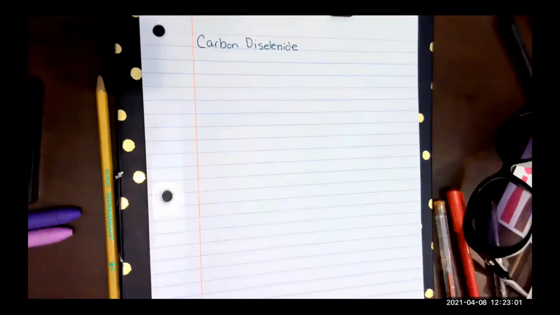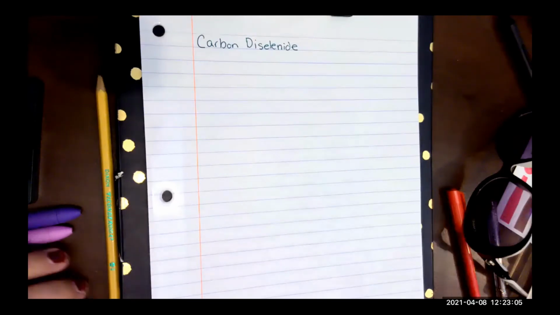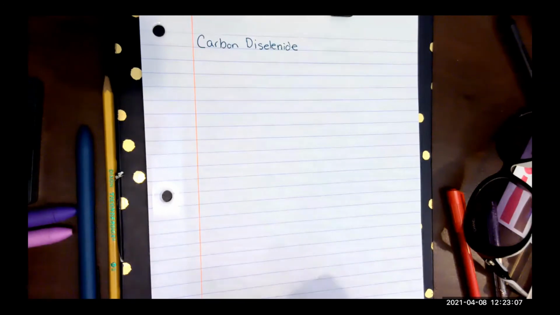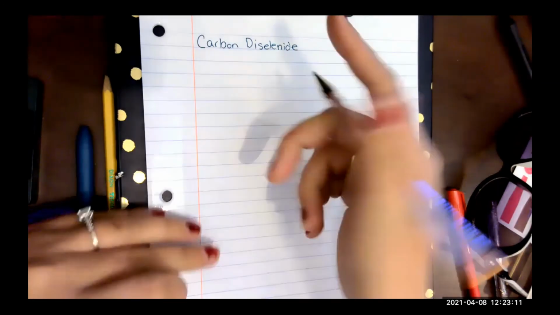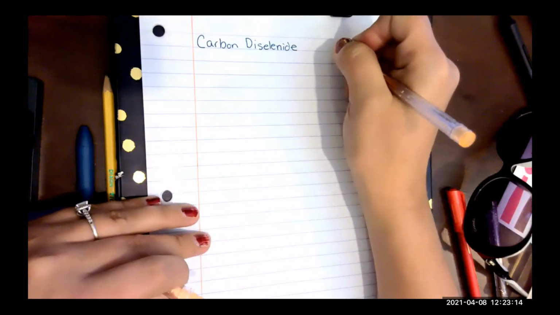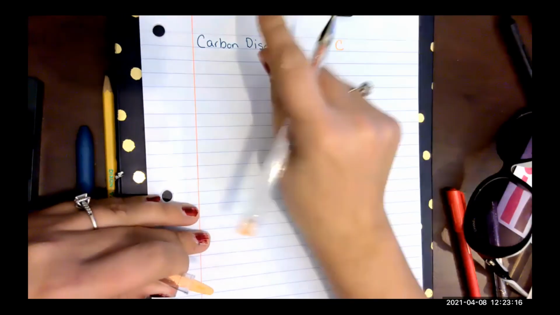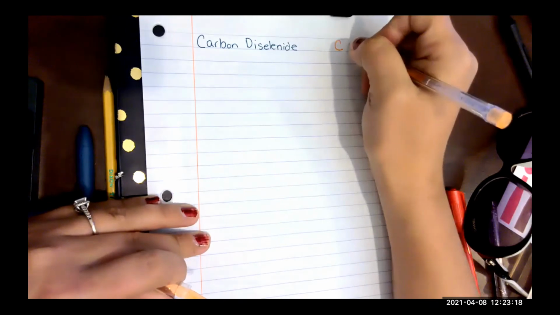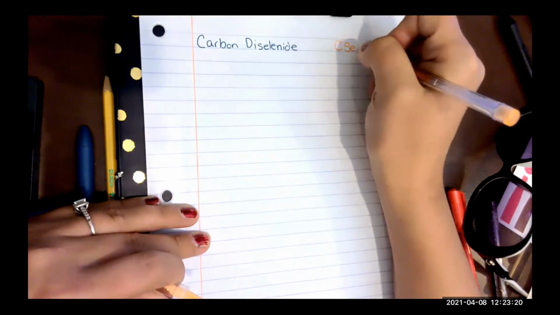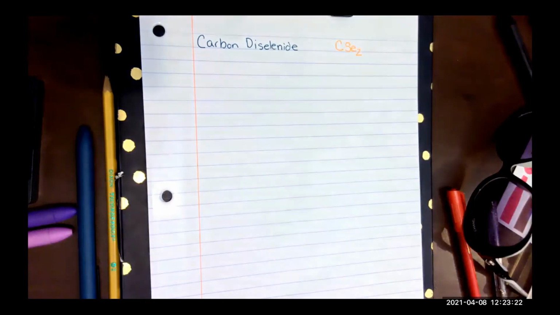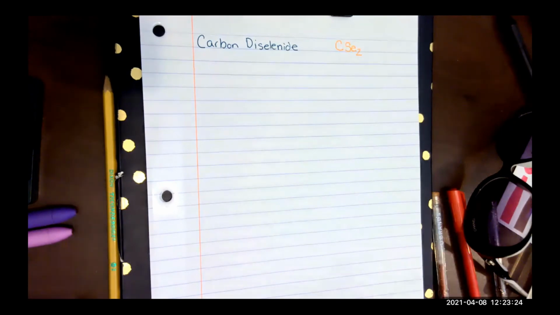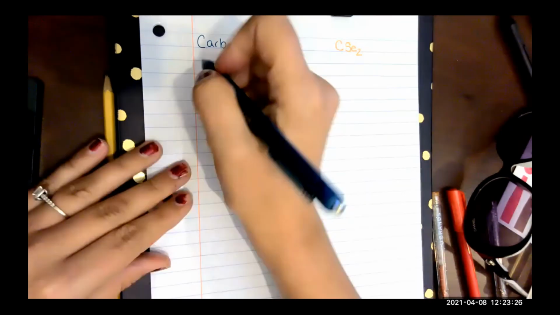Okay, so for our final example, we're going to do carbon diselenide. So the first thing we have to do is go from word form to element form. So there's 1 carbon because there's no prefix. And diselenide, that's 2 selenides. So that's Se2. Now that we have our written equation, we can go ahead and do our electron count.